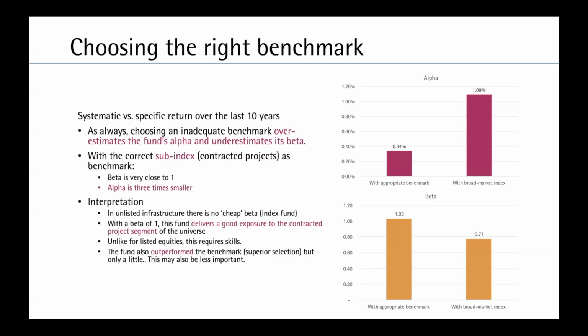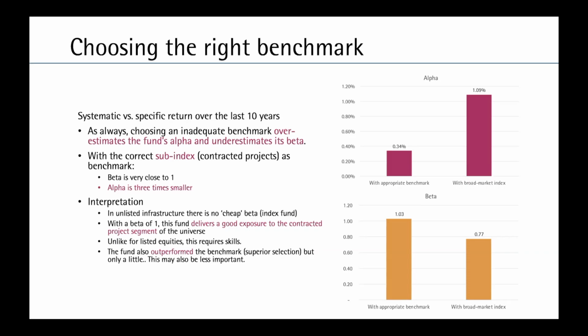However, there's a difference of interpretation here. Because normally when you break down returns in terms of beta and alpha and you talk about the alpha of the manager, the implication is that beta is cheap, right? You could always buy an index fund and buy your beta for a few basis points. And so you only want to reward the manager for the alpha. Here in infrastructure, it's quite different.